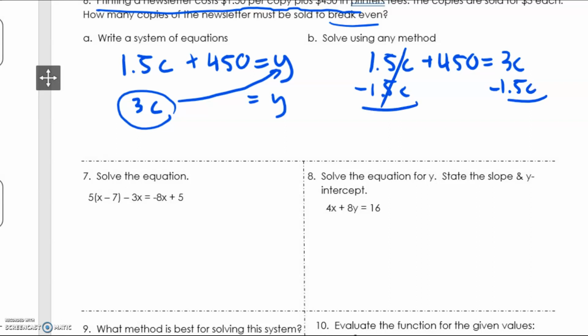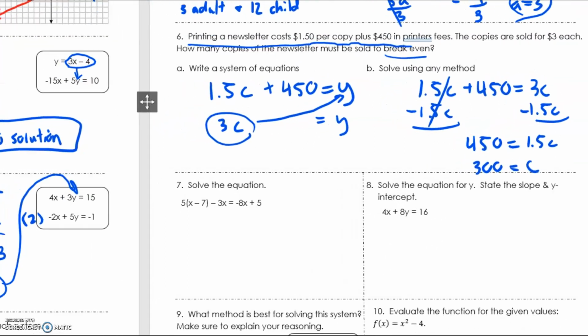These eliminate. You have 450 is equal to 1.5. Divide by 1.5 from both sides. 450 divided by 1.5 is 300. So it's 300 copies. That's how many it's going to take to break even.